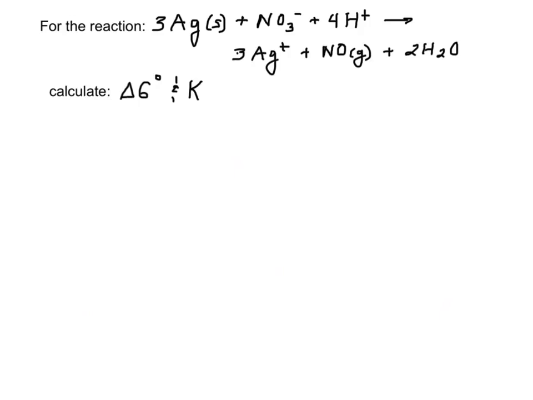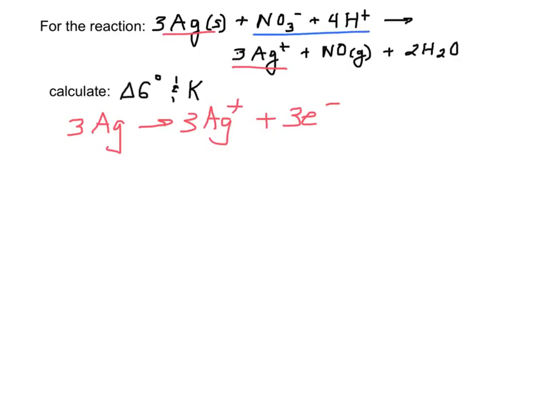For this reaction, 3 silvers plus a nitrate plus 4H plus gives you 3 silver ions and NO gas and 2 waters. Let's see if we can find the standard free energy change and the equilibrium constant. The first thing we're going to do is write the half reactions and find the standard voltage from that table of reduction potentials. So you've got 3 silvers gives you 3 silver ions, and to balance that you would need 3 electrons.